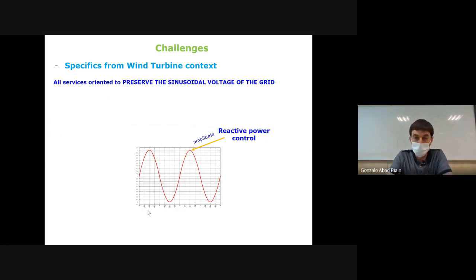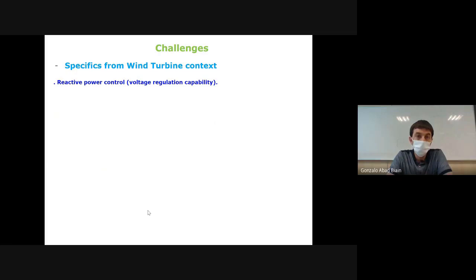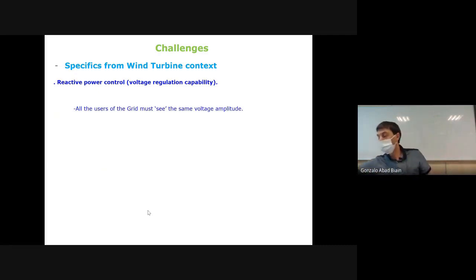Reactive power control. Well, in order to have the capacity for voltage regulation, the idea is very simple. All our devices, our chargers for the mobile phone or whatever, they need a voltage amplitude which has to be constant. Otherwise, they don't work. So that's why the voltage amplitude should be within some limits.